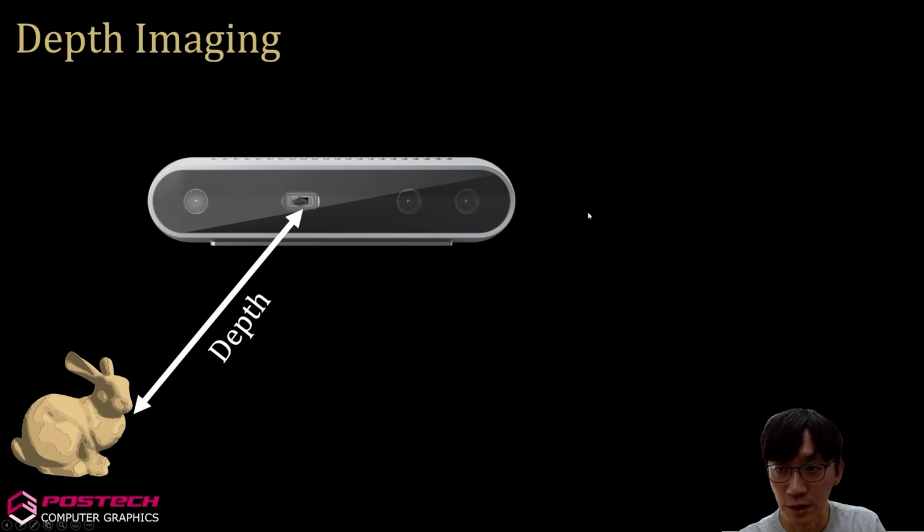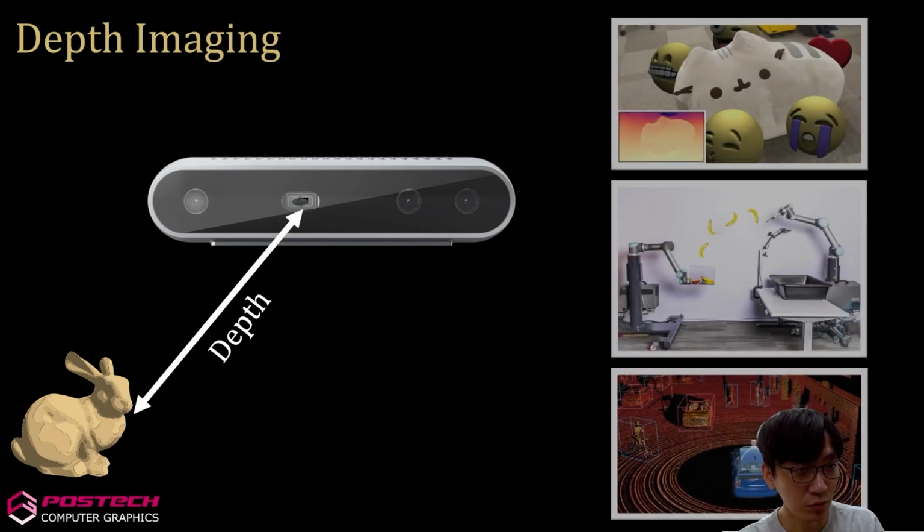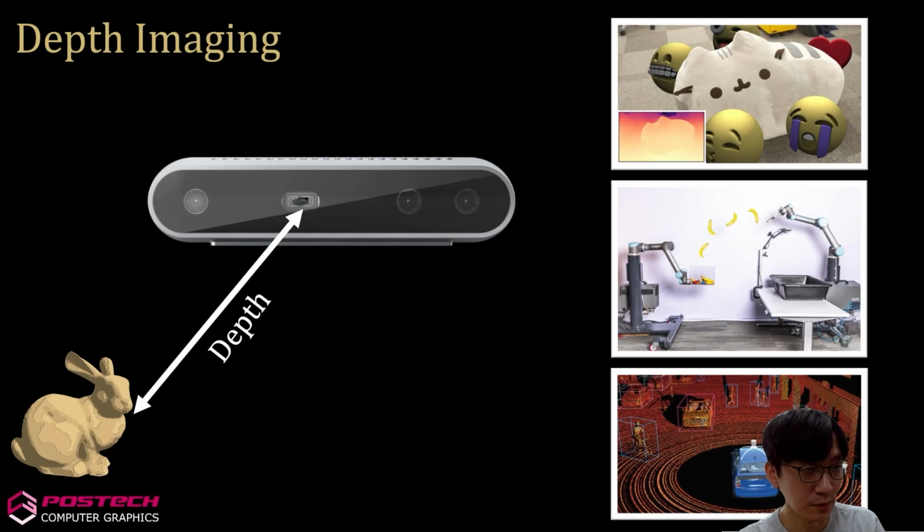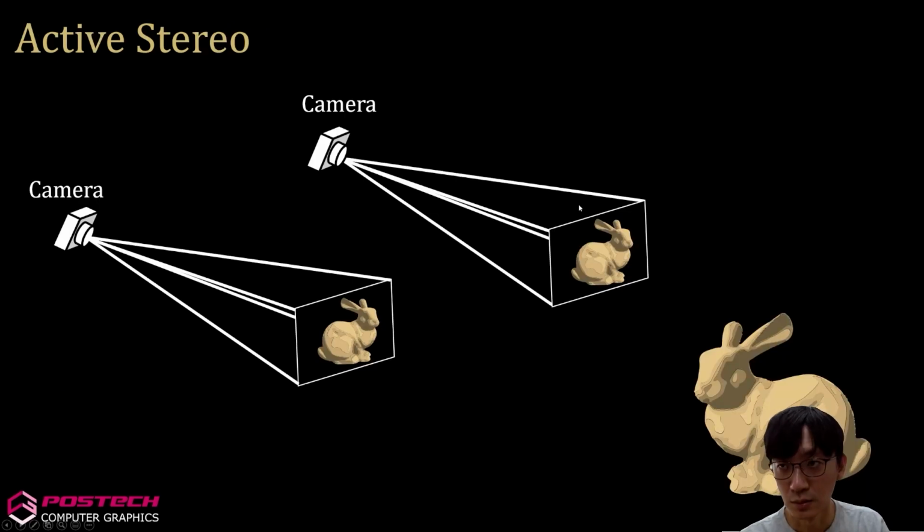One of the applications of this DOE is depth imaging. Here, we want to use depth imaging for various applications, including AR, VR, robotics, and autonomous vehicles, to understand the 3D structure of our neighboring scenes. The active stereo system is a cornerstone depth imaging modality for its low cost and robust depth estimation performance.